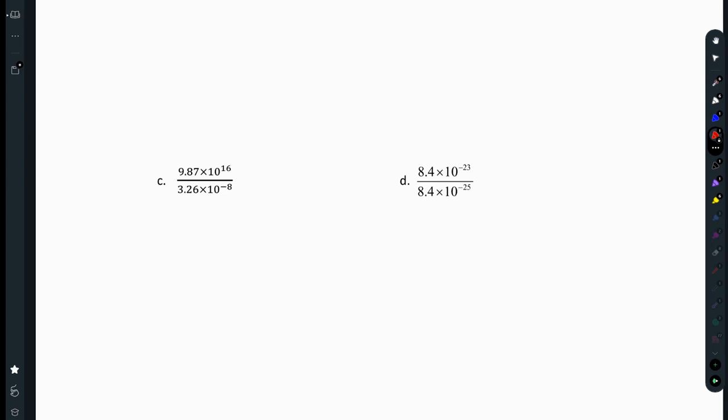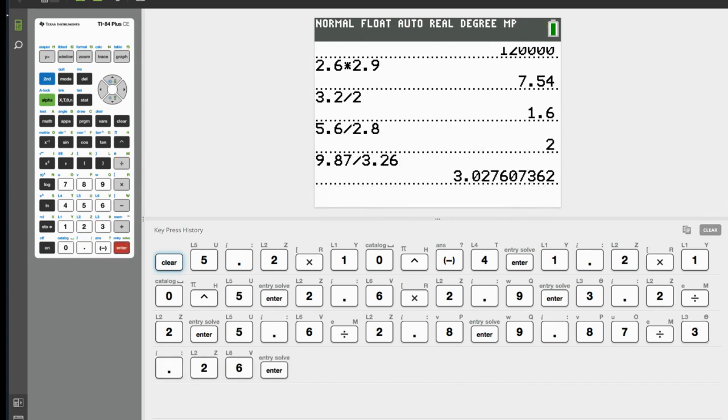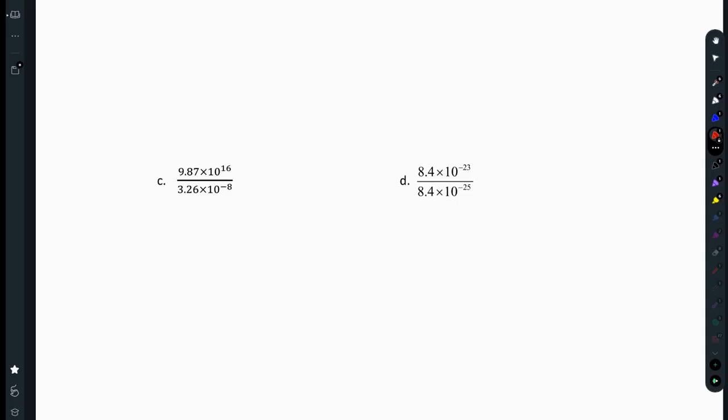All right, we have 9.87 divided by 3.26. We get 3.027. We'll round in this case to the nearest thousandth. So we have 3.027. I'll always be really clear to tell you where to round to, so don't worry about that. And we have 16 minus a negative 8. So that's 16 plus 8. So that gives me 24. So this is 10 to the 24th.